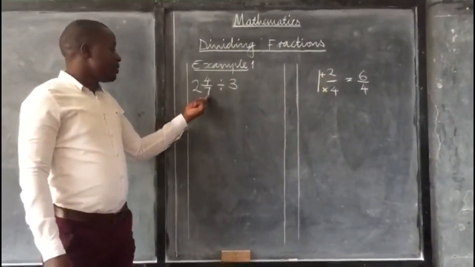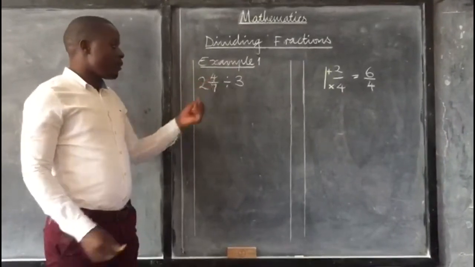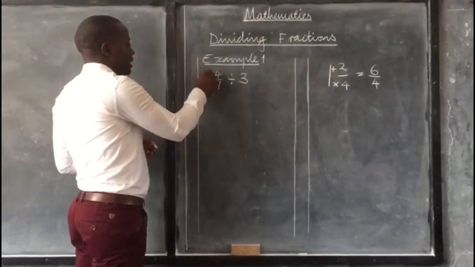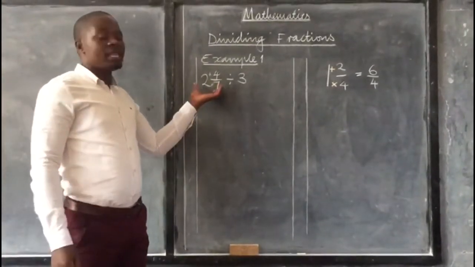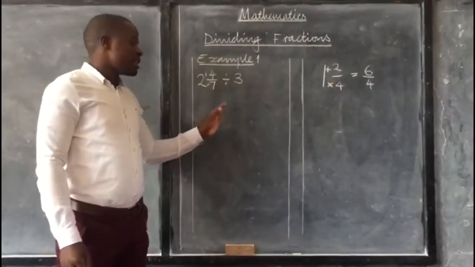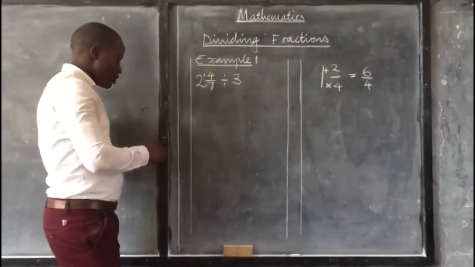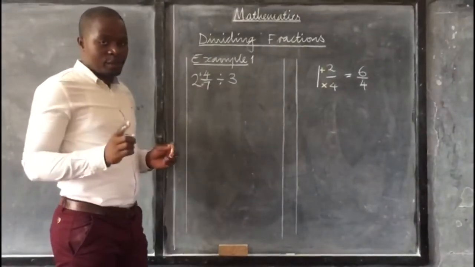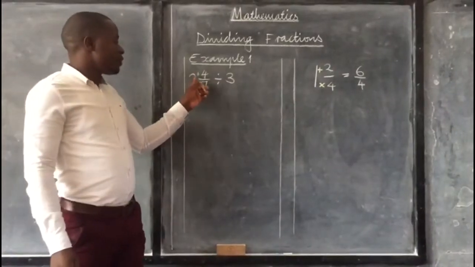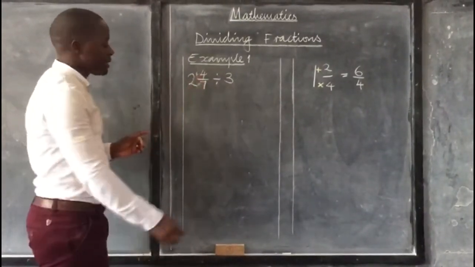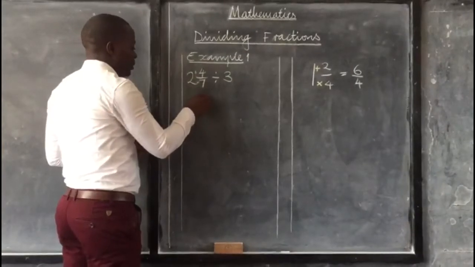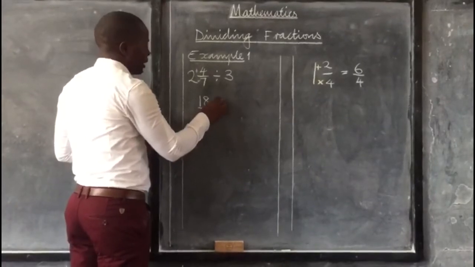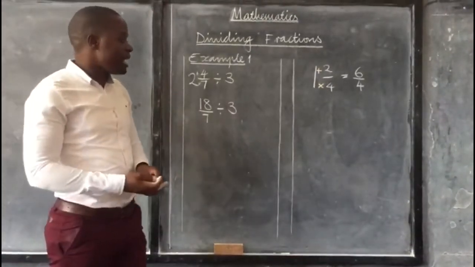Now, back to the question here. We have 2 4/7. Remember, here there is a multiplication sign, and here there is an addition sign. So we begin by changing this into an improper fraction. Here it will be 7 times 2, which gives us 14. Then 14 plus 4 gives us 18. So the number that we are going to have here is 18/7. Then this one, we are dividing by the reciprocal of the given number.